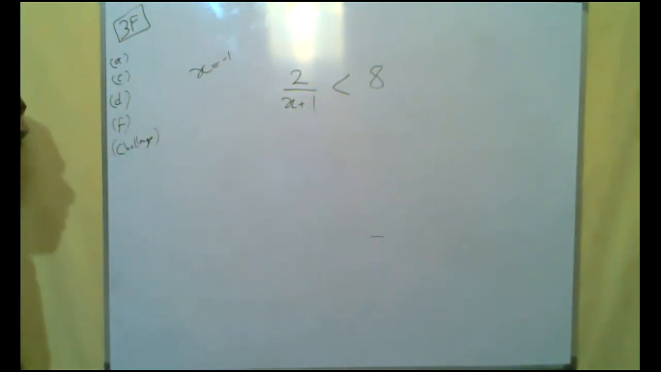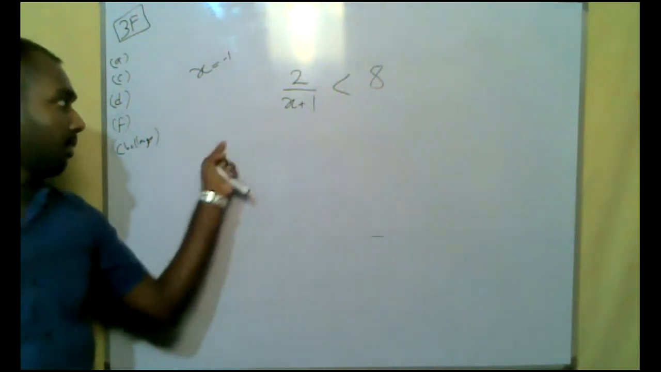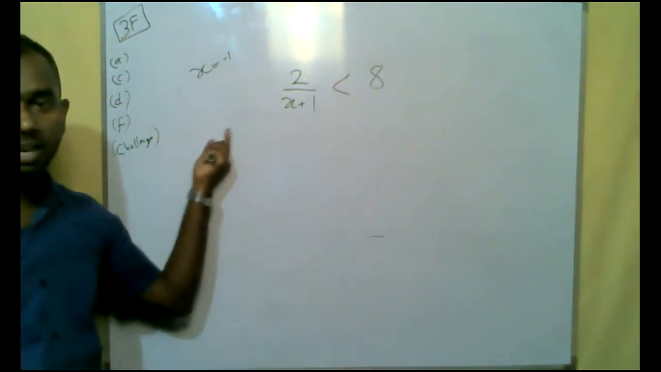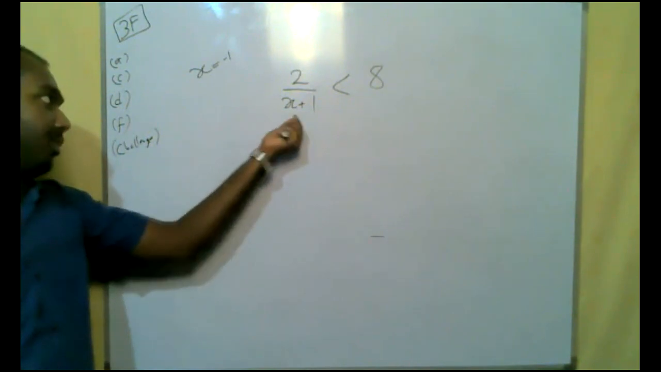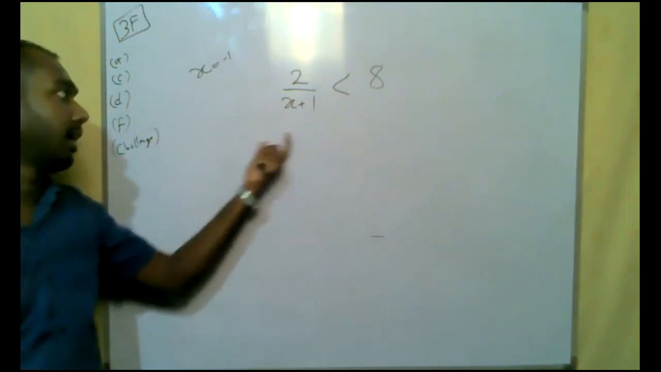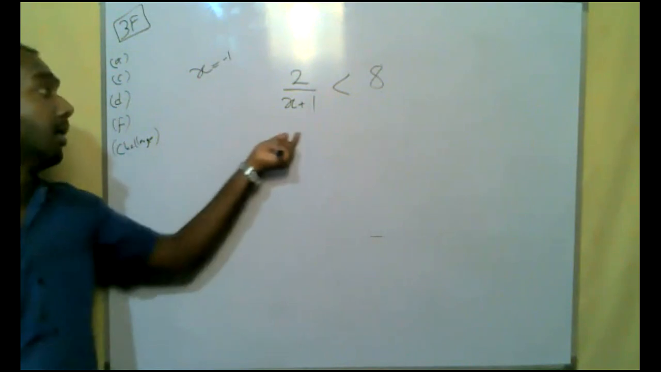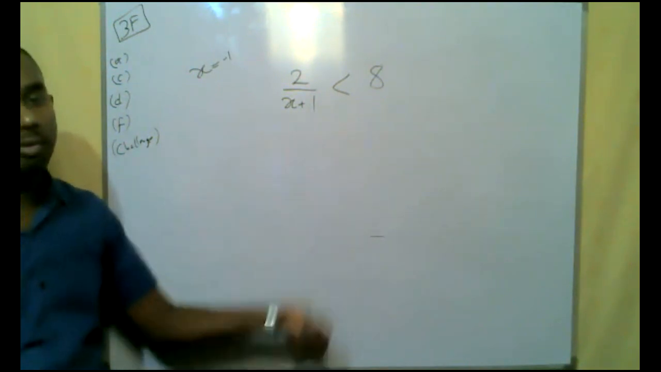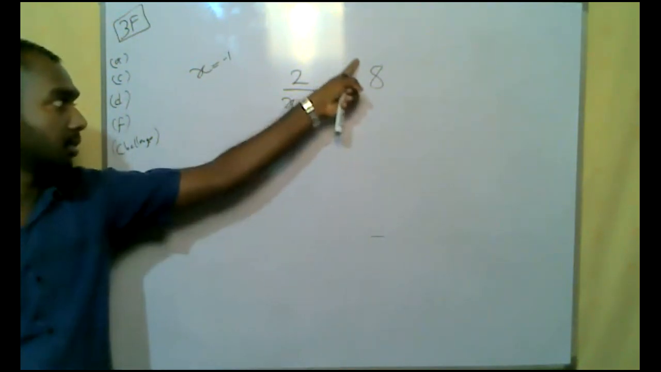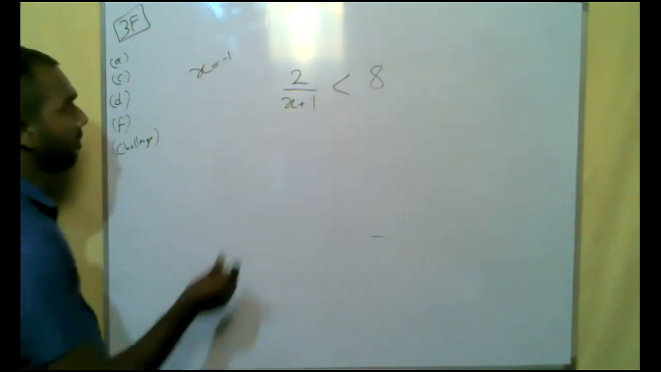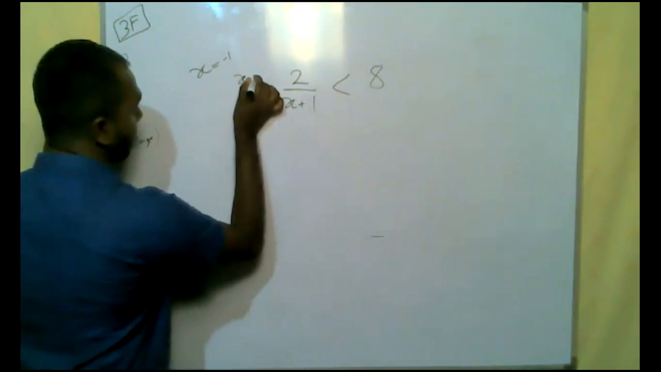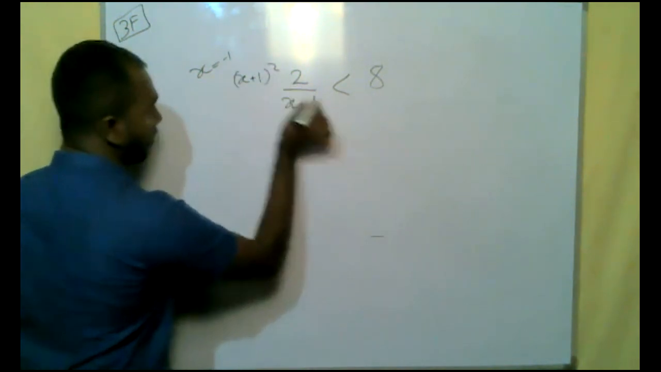So what can we do? Can we multiply both sides by x plus 1? No, we can't. Why? We have to make sure that if we are multiplying both sides by an unknown term, it should be a positive value, so that it makes no difference to the inequality sign. So we have to multiply both sides by (x plus 1) to the power 2.